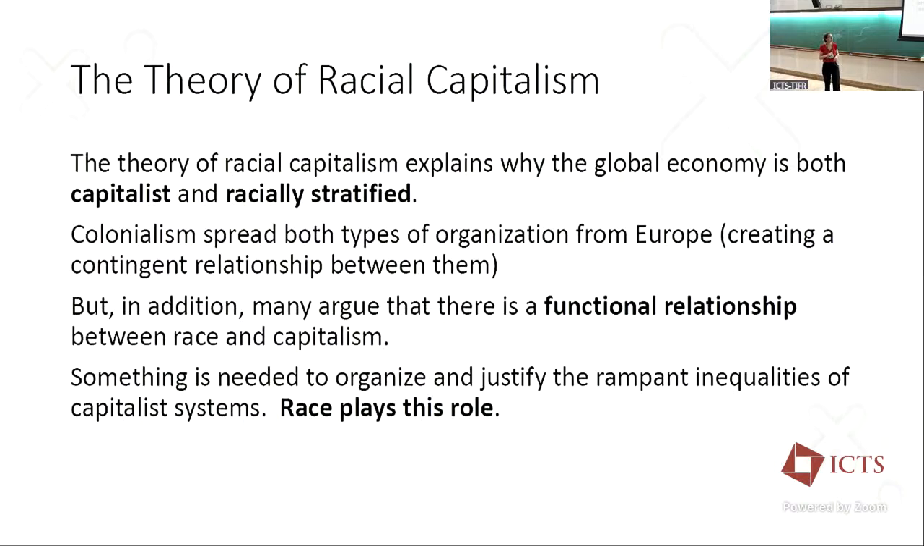Now, in addition, many argue that this didn't just accidentally spread during history, but that there's a functional relationship between race and capitalism, which is something like this. Capitalist systems are very inequitable, and if you have them, you need something to say why some people are getting so much more and some people are getting so much less. There's different ways that that gets justified, but race was something that very conveniently played this role during the colonial period. So this is the theory we were sort of interested in. And then we wanted to talk about it using these sorts of models.